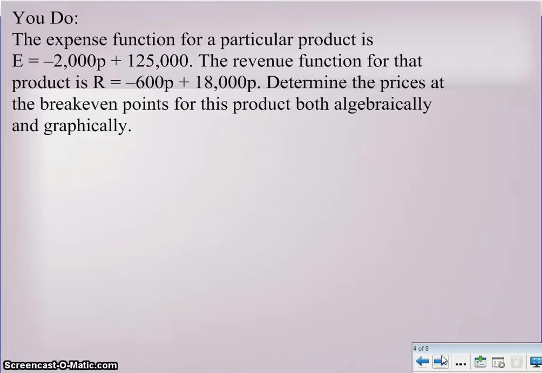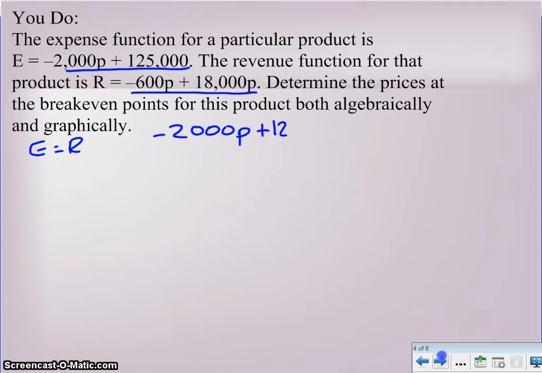Okay, so now let's look at it here. We've got E equals R. Here's E and here's R. So we've got negative 2,000p plus 125,000 equals negative 600p plus 18,000p. And actually that should be p squared. Sorry about that. So it's going to be 600p squared.